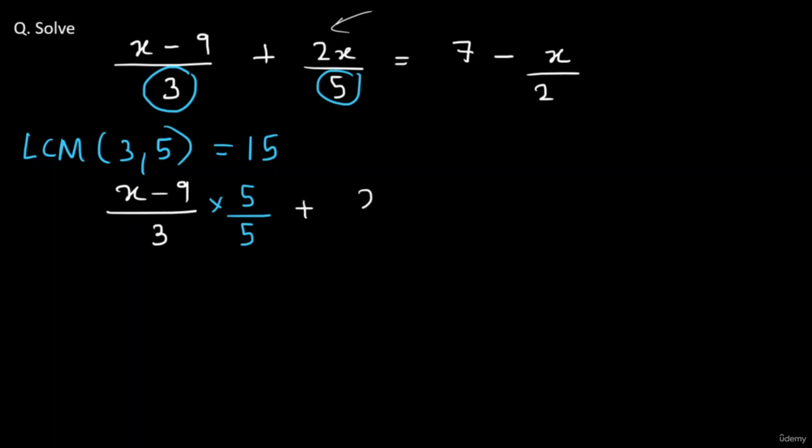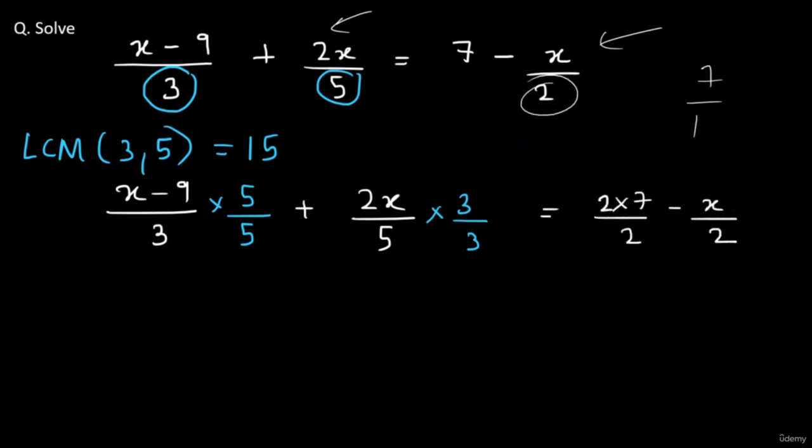All right. So plus, and 2x by 5 has to be changed to a fraction with 15 in the denominator. For that, I multiply the numerator and denominator with 3. So this becomes (x minus 9) by 3 into 5 by 5 plus 2x by 5 into 3 by 3. Now what about the right hand side? Over here I have 7. That's the same as 7 by 1. I need to change this to a fraction with 2 in the denominator. So this is 2 into 7 by 2 minus x by 2.